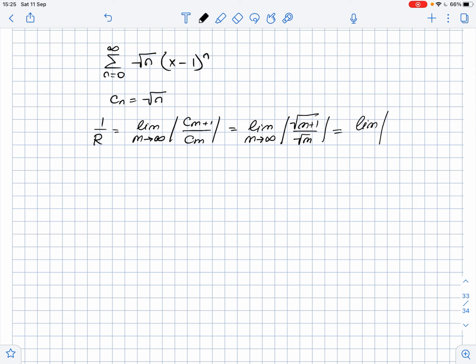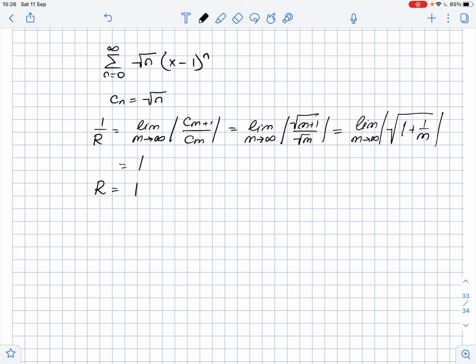Then this equals the limit of the absolute value of the square root of 1 plus 1 over m, where m approaches infinity. And this equals, so 1 over m approaches 0 because m approaches infinity, then this whole thing approaches 1. So we get that the radius of convergence equals 1.